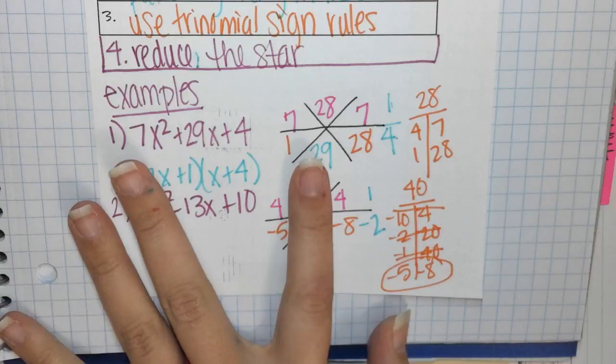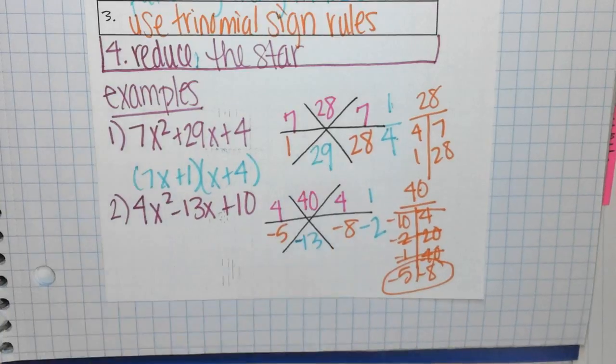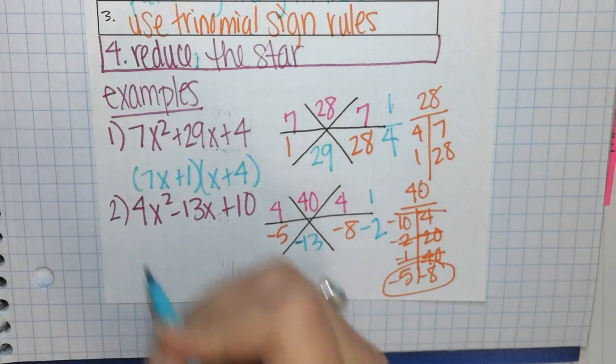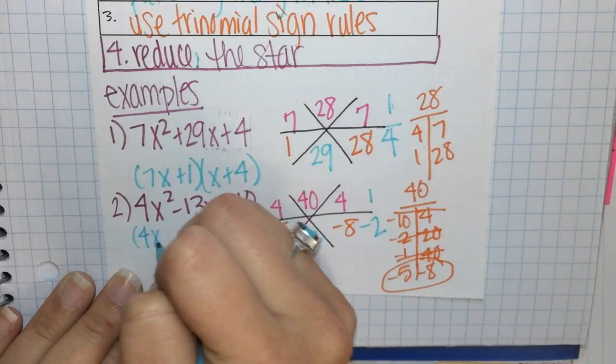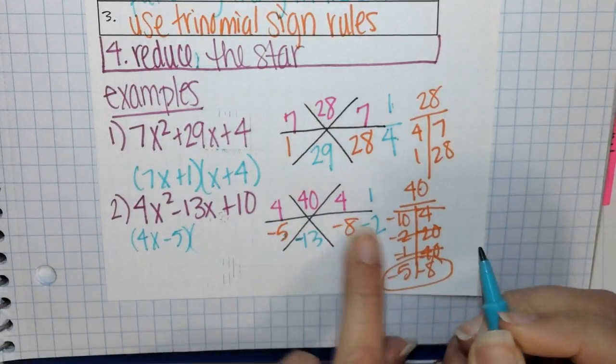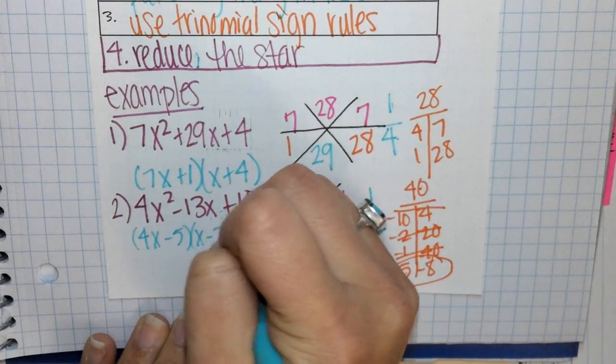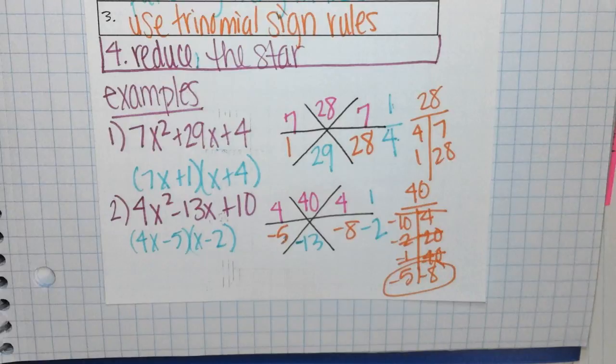Is everybody with me? Yes, ma'am. Are you sure? Are you confused? Where? No, no. Alright. How do I write it in my parentheses? 4x minus 5. And then over here it's going to be x minus 2. Good. Wait, I don't know why. Okay, I got it until you started writing it in the parentheses.